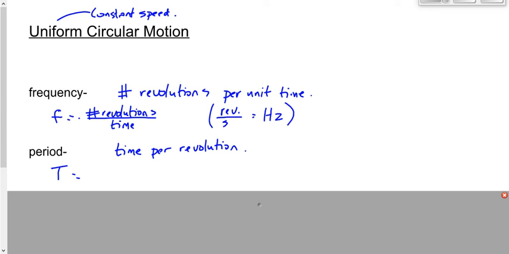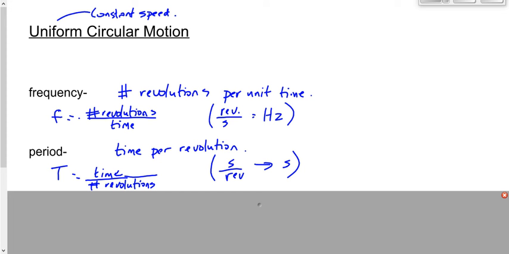We wouldn't say seconds over rev, that would be the units, but the equation would be time over the number of revolutions. And the units, Jack, would be? Seconds over revolution. You know what we often do for this? Instead of saying seconds per revolution, we often just say seconds. Technically, it probably should be seconds per revolution, but we can say seconds and get away with that.